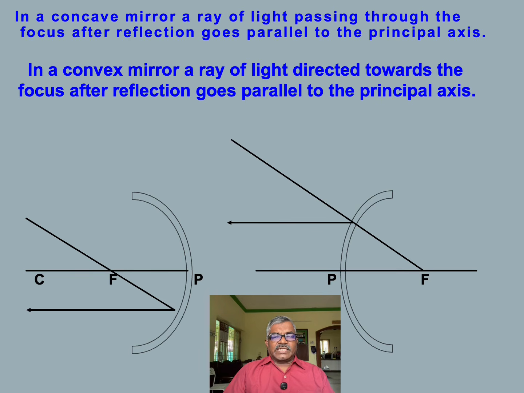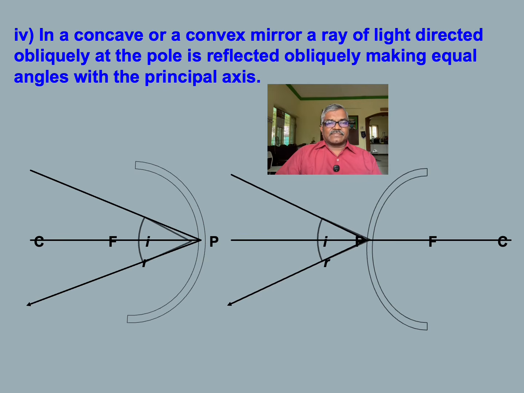A ray incident obliquely to the principal axis towards the point P, the pole of the mirror, on a concave mirror or a convex mirror is reflected obliquely. The incident and reflected rays follow the laws of reflection at the point of incidence, making equal angles with the principal axis. So, you can see the illustration in the slide.